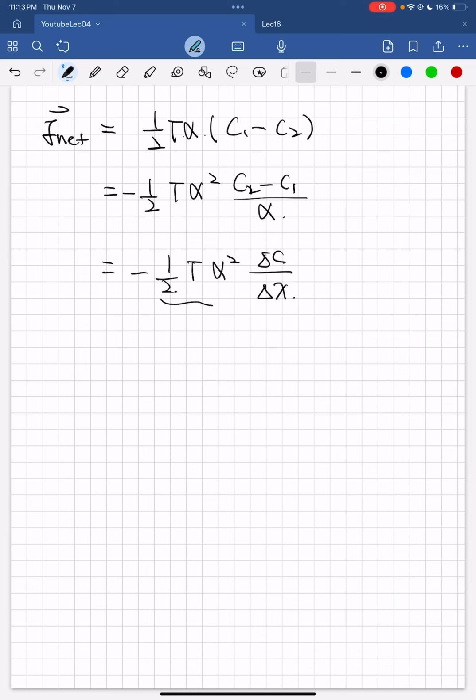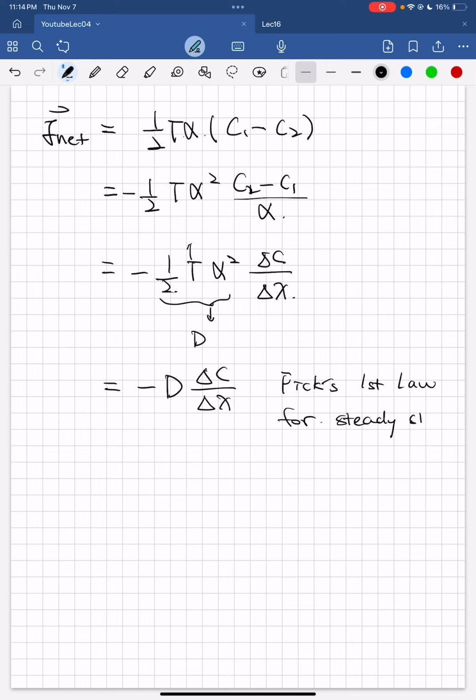Then we call this diffusivity. That is the physical meaning of diffusivity. This is the jumping frequency. Okay? Then this will be equal to Fick's first law for steady state diffusion in one dimension.